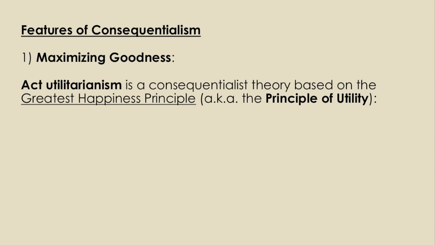So what are the features of consequentialism? Well, the main feature is that consequentialism asks that we maximize goodness. In other words, the theory is telling us that when we perform actions, we should be aiming to generate as much goodness as we can. Now, for the remainder of our discussion of consequentialism, we're going to look at one particular consequentialist theory.